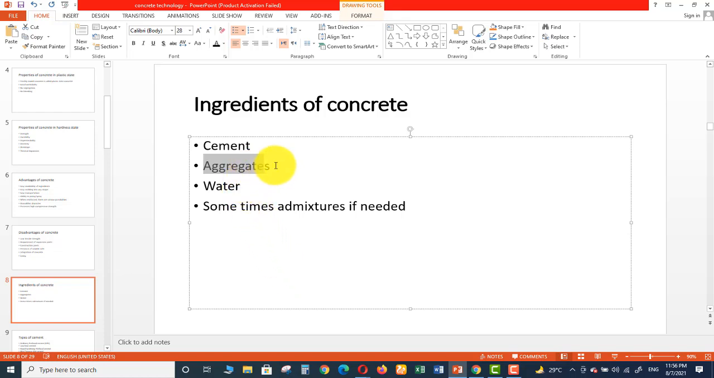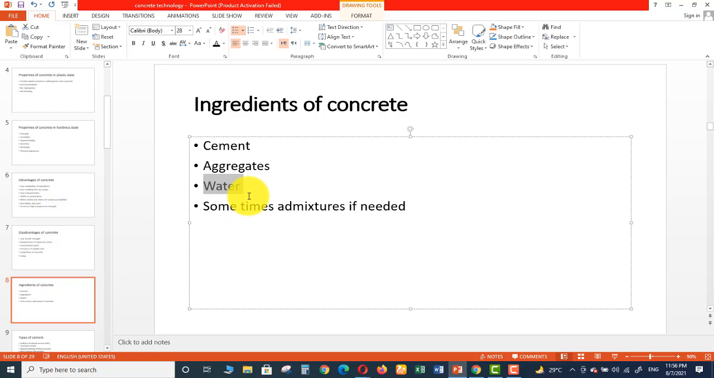There are two types of aggregate which we use: fine aggregate and coarse aggregate, which we will discuss in detail in the upcoming videos. The next ingredient of concrete is water. The main function of water in concrete is to form cement paste, right? The main function of water is helping cement while we are making the paste of cement.